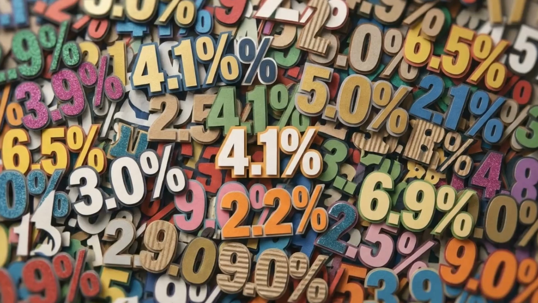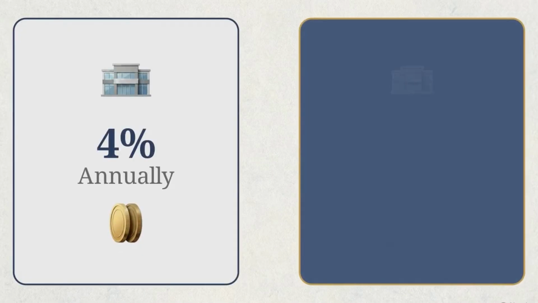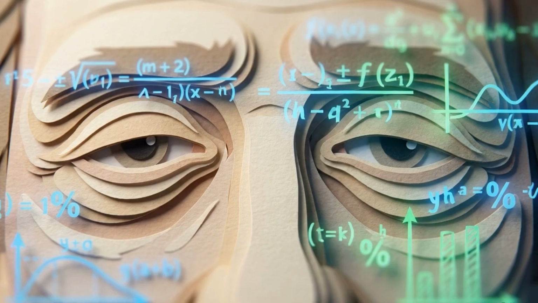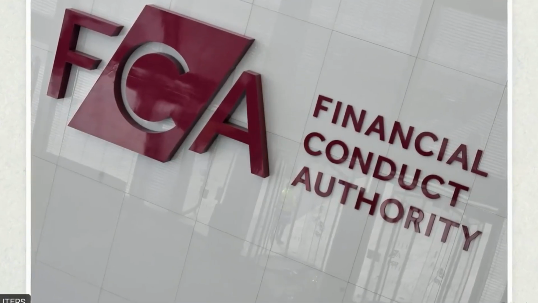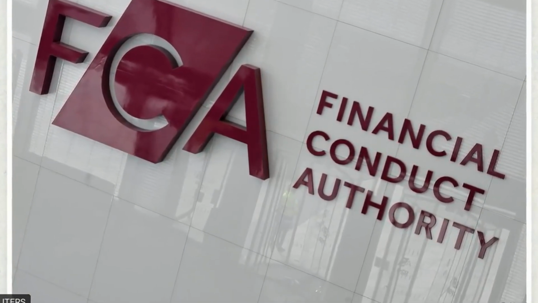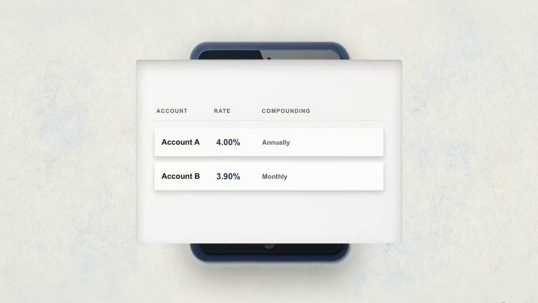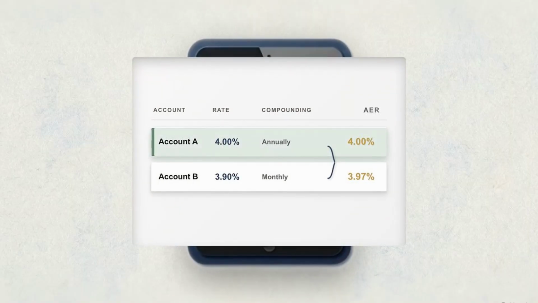When you start shopping around for these rates, things get confusing quickly. One bank might offer you a savings account at 4% calculated annually, while another offers 3.9% calculated monthly. Because the compounding frequency is different, it is mathematically impossible to know which deal actually pays you more just by looking at those numbers. To stop banks from hiding behind confusing math, regulators stepped in to create a standard measure called the annual equivalent rate, or AER. The AER takes all those different compounding frequencies and converts them into one single comparable annual figure for savers.